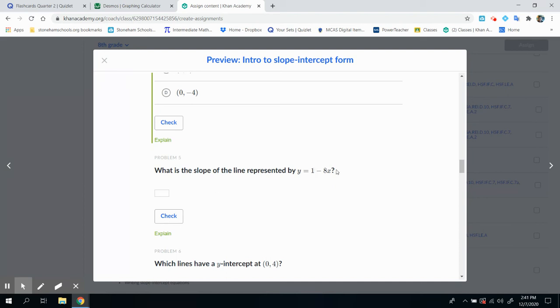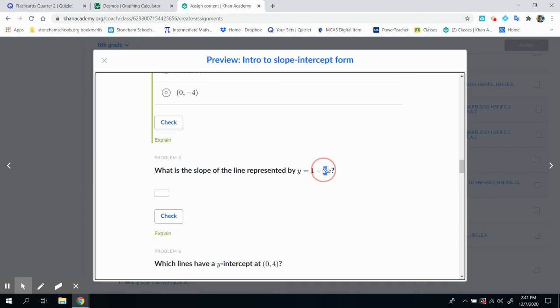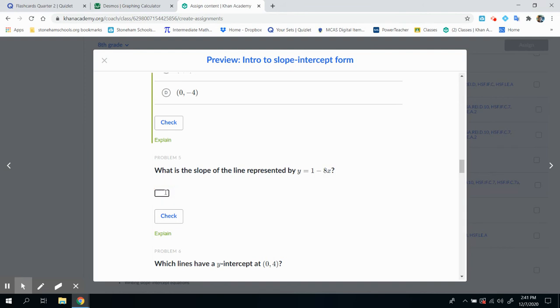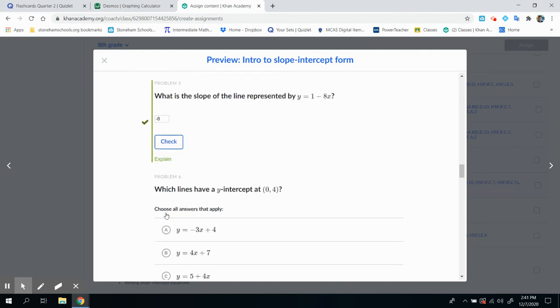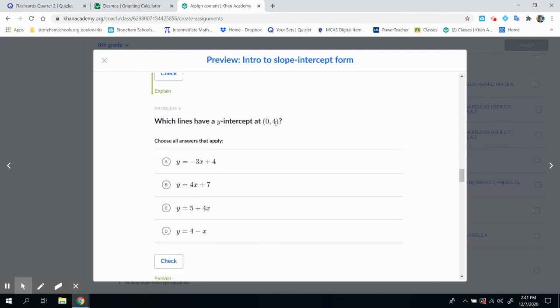Careful here. They switched up the order. A good strategy is to highlight the coefficient. Also pay attention to signs here. This slope is a -8. So if this is the y-intercept, that's going to be my b value. They want to choose all that applies. So I could have one like this. Careful here, they could also have one like this. B is the constant here.